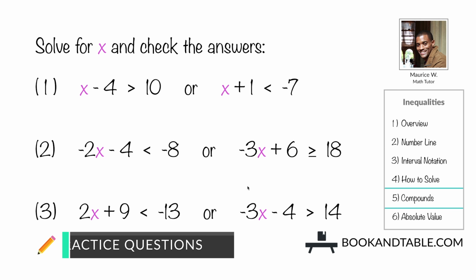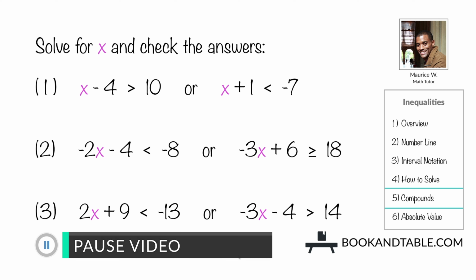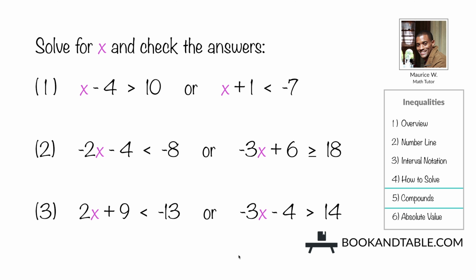Let's do a few practice questions. Solve for x and check the answers. Question number 1, x minus 4 is greater than 10, or x plus 1 is less than negative 7. Question number 2, negative 2x minus 4 is less than negative 8, or negative 3x plus 6 is greater than or equal to 18. And question number 3, 2x plus 9 is less than negative 13, or negative 3x minus 4 is greater than 14. Pause the video, solve these questions, and then press play when you are ready.